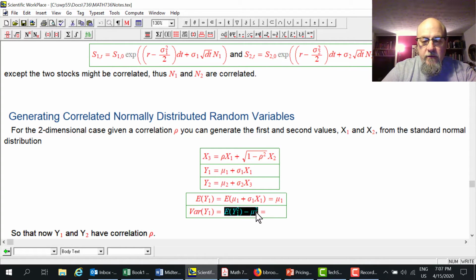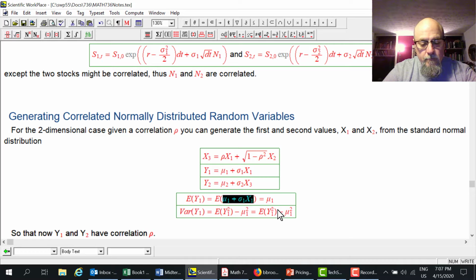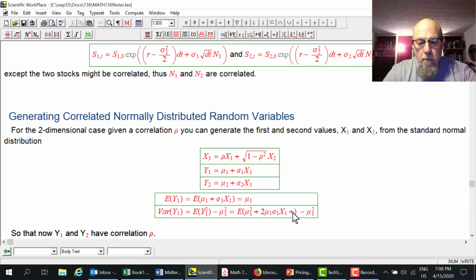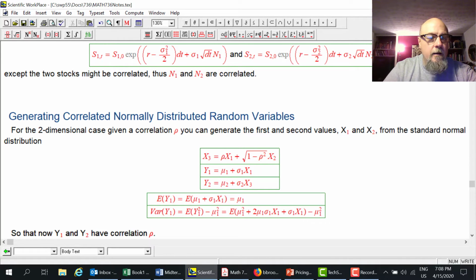So let's clean this up. Since y1 is equal to mu1 plus sigma1 x1, y1 squared inside the bracket would be mu squared plus 2 mu sigma x plus sigma squared x squared when I multiply that out. All right, put the squareds on top.